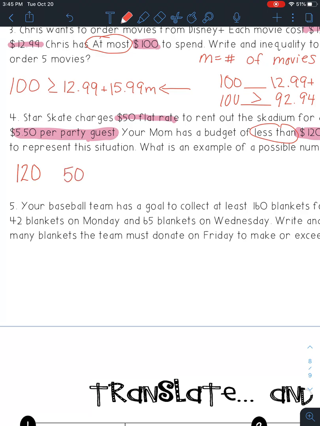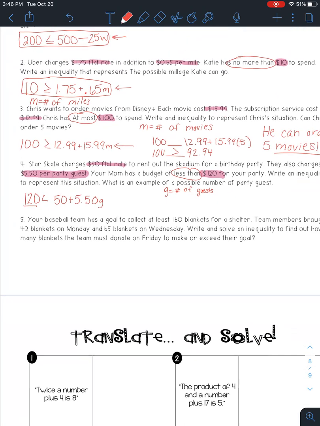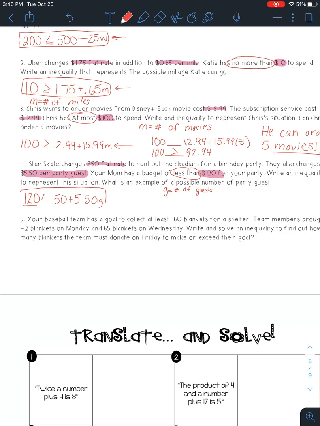So we've got our $50 flat rate, plus we're doing $5.50 per guest. Again, I'm adding in a variable, so I have to label my variable. G is representative of the number of guests. Okay, so now let's think. Less than. So her budget needs to be smaller than the $5.50 plus the $50. All right, so lastly, there's a number of guests.